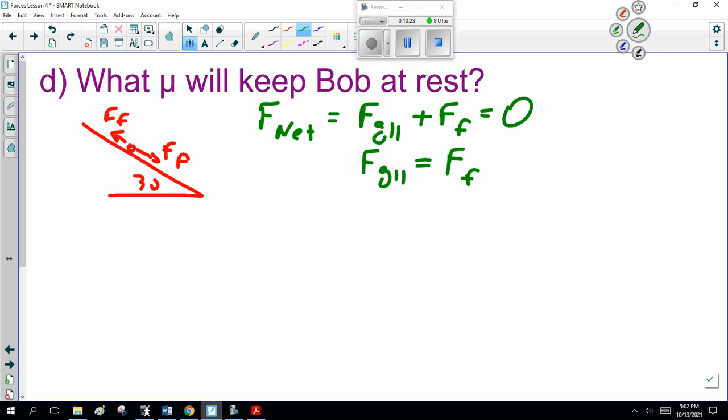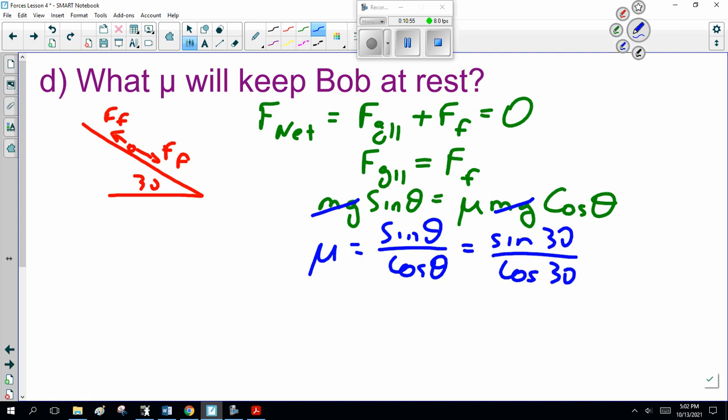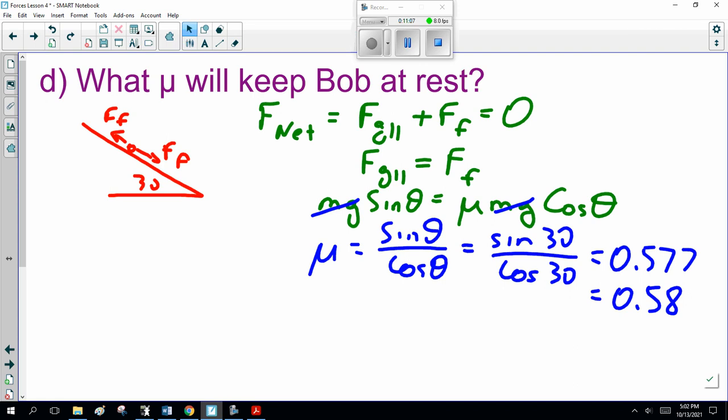So, mg sine theta equals mu mg cos theta. Okay? Yeah, one of them is supposed to be negative. I'm just lazy. So mu equals sine of theta over cos theta. Sine of 30 degrees over cos 30 degrees. And I'm getting 0.577 or 0.58. So if he hits a real rough spot, lots of gravel and crap, he won't move. He doesn't move. The net force is 0, acceleration is 0, velocity is 0.